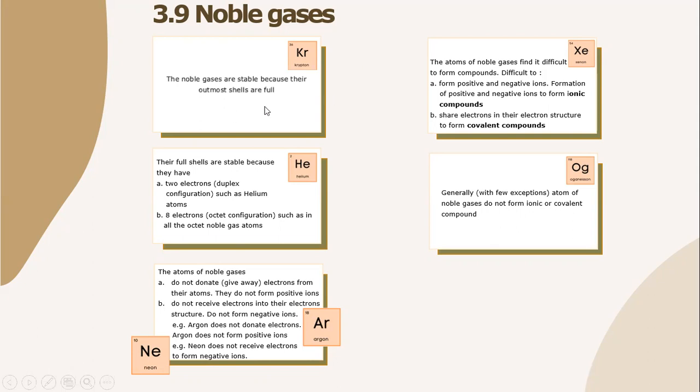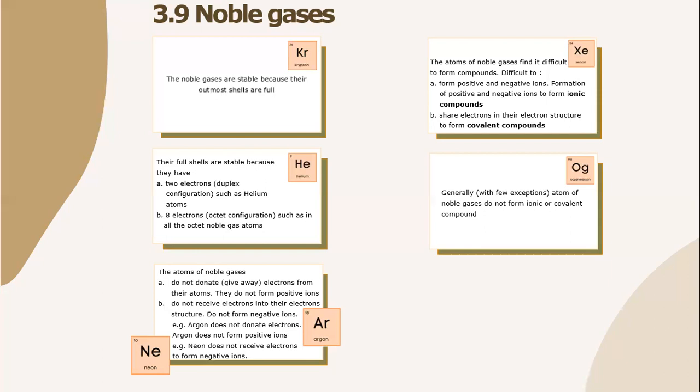The noble gases are stable because their outermost shells are full. Their full shells are stable because they have 2 electron duplet configurations such as helium atoms, or 8 electron octet configurations such as in all the other noble gas atoms. The atoms of noble gases do not donate or give away electrons. They do not form positive ions. They do not receive electrons in their electron structure. They do not form negative ions.